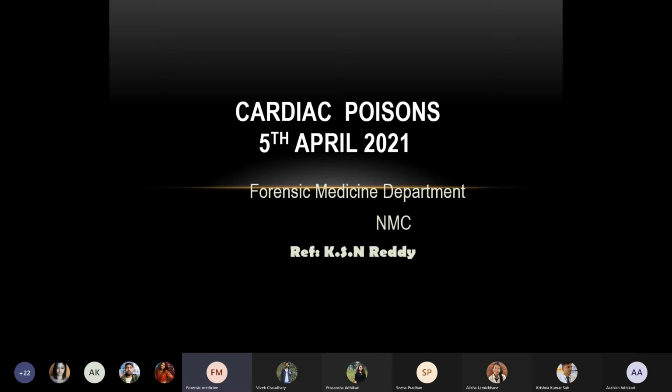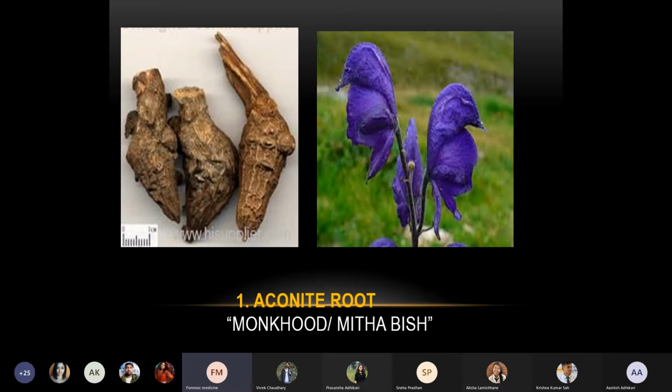So, in today's topic, we'll discuss cardiac poison. Okay. So this is going to be the last topic of sixth semester. So in cardiac poison, we are discussing the aconite root, oleander, tobacco, and then cyanide. Four cardiac poisons. So this is the aconite root.